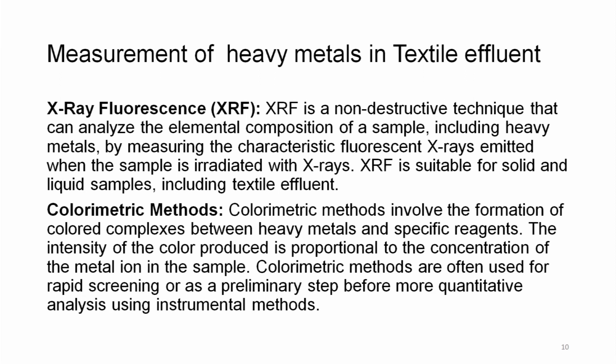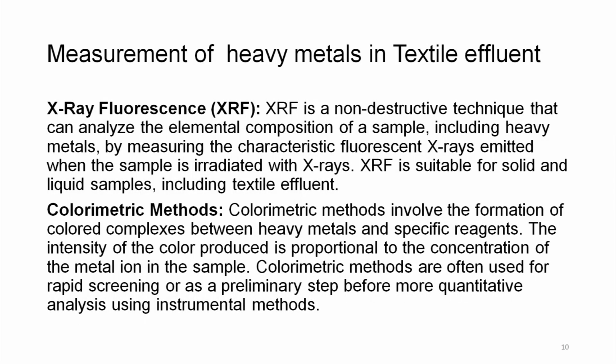Colorimetric method, as the name suggests, colorimetry means color related. It involves the formation of colored complex between the heavy metal and specific reagent. Some reagent of choice can form a colored solution and that color measurement is directly reflecting the concentration of that metal. The intensity of color produced is proportional to the concentration of the metal ion in the sample.